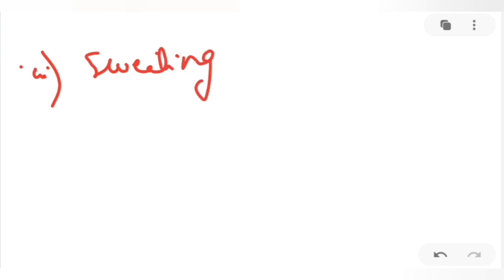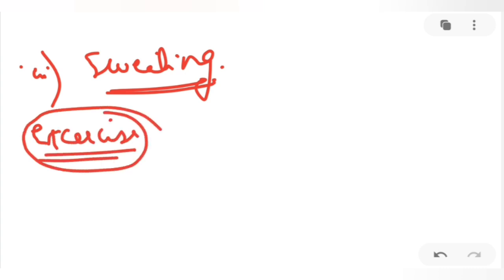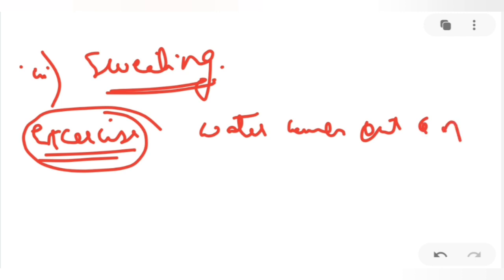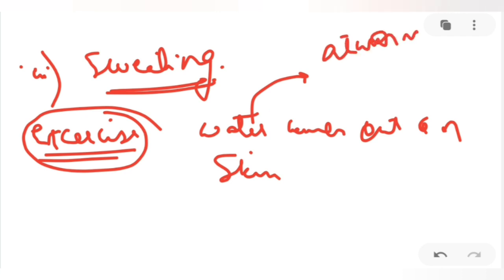Okay, one more example we have is of sweating, or we can say perspiration. In summers, when we do a lot of exercise or physical work, we sweat a lot. Now when we are sweating, water comes out on our skin. Now when wind is blowing, this water will evaporate into the atmosphere. In which form? It will be in the vapor form or the gaseous form.